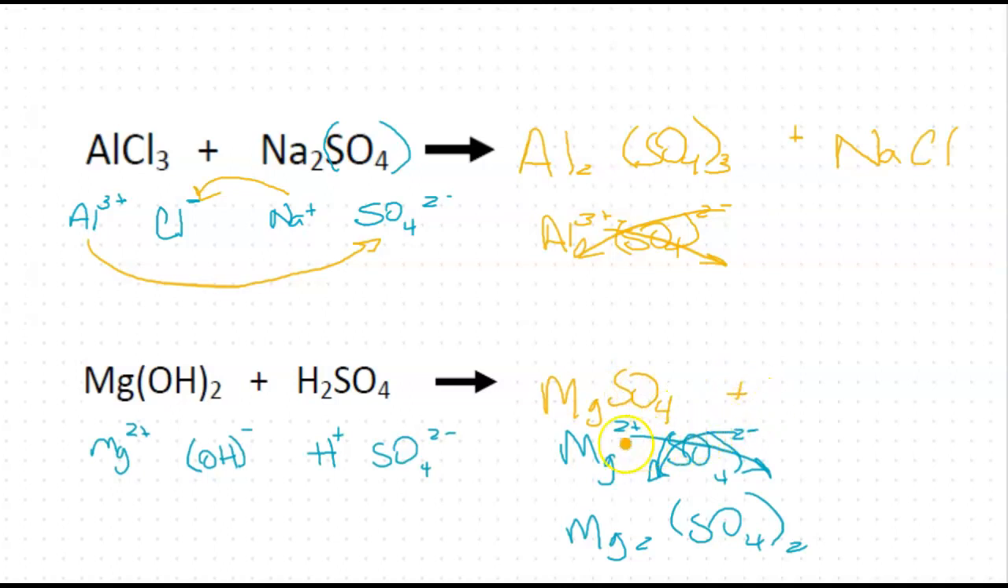Then I write the formula for my other product by connecting my 2 inside ions. I have a +1 and a -1, so I wind up with HOH. You can leave it as HOH if you want to, or you can write it as we normally might at H2O. And that's how you do those double replacement. Those are split and switch, crisscross and reduce.